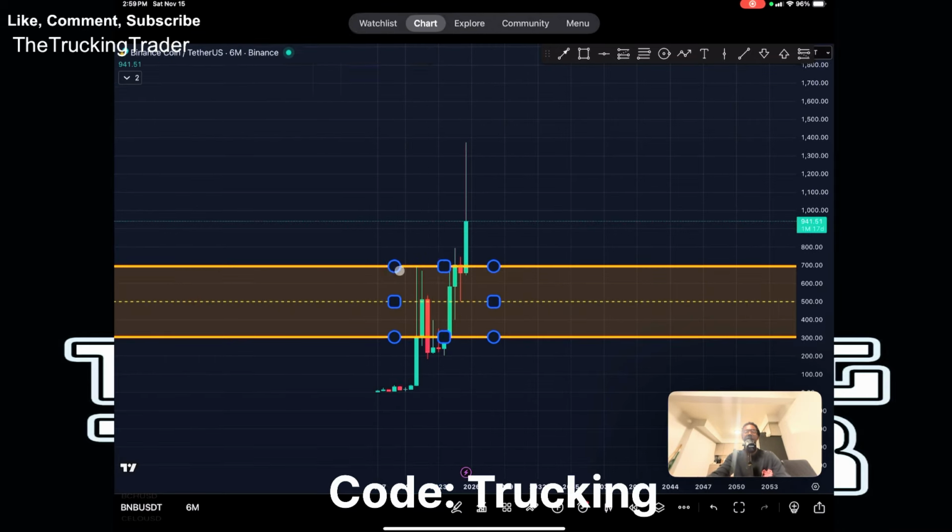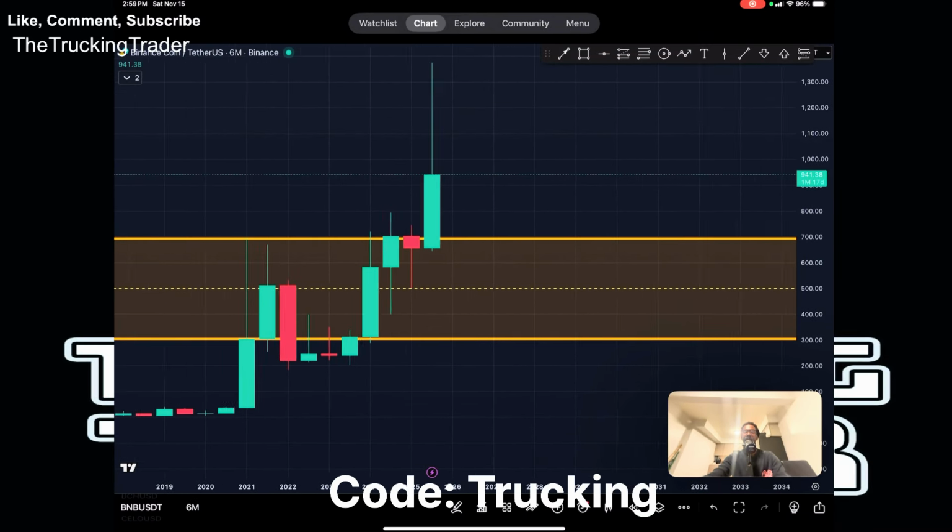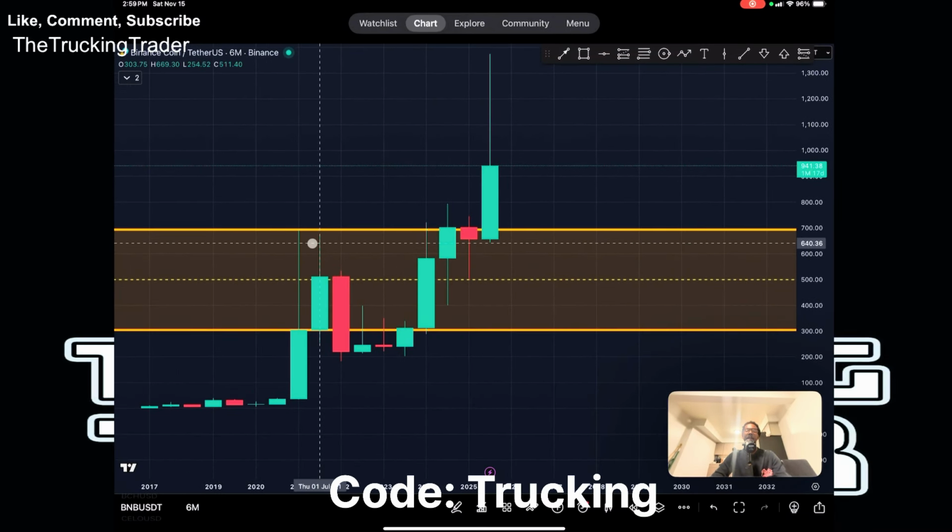Right, the wick that I'm measuring out. Let me zoom in for everybody. All right, the wick that I'm measuring out is this wick right here. As you can see, we finally had a close above this wick.